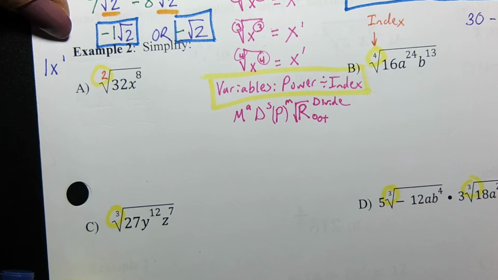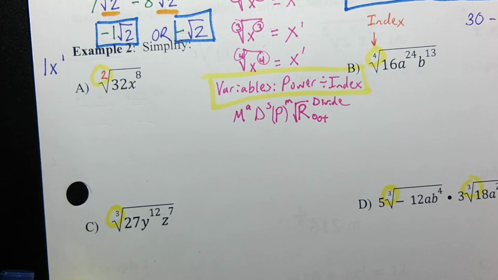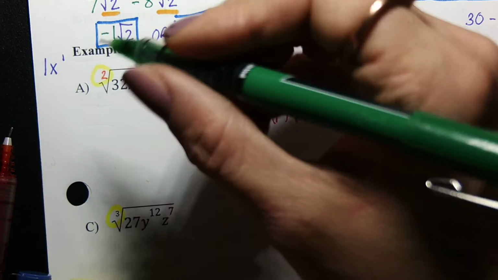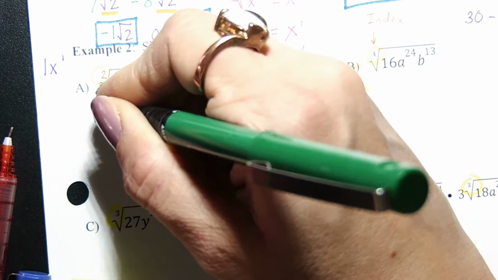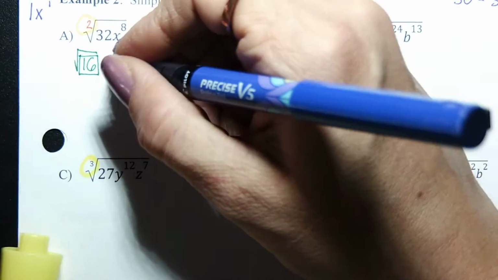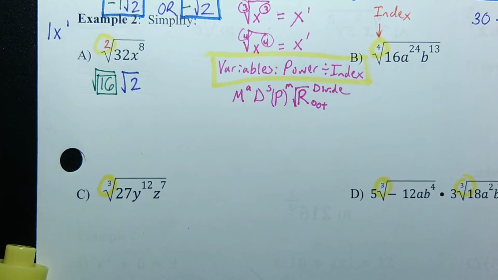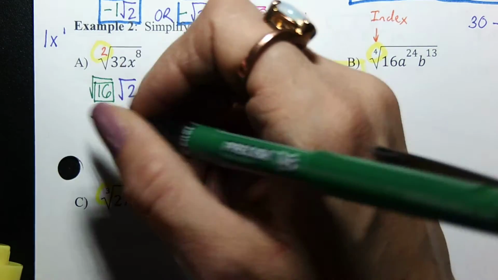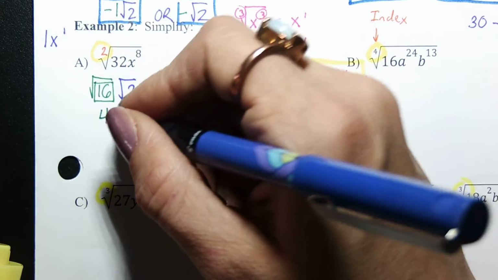So let's go ahead and look at problem 8. We first identify the index of the radical, and we see that it has an implied index of 2. So that means I am trying to take the square root. So what's the biggest perfect square I can take out of 32? 16. So 16 is the perfect square factor. 2 is the non-perfect square factor. So that's how we are breaking up the number aspect of this. So 4 and 2.